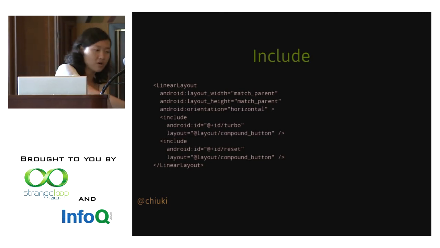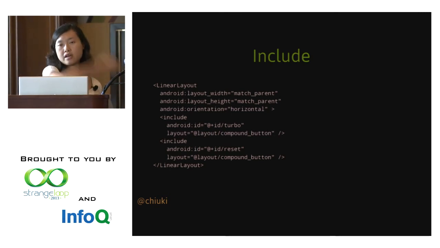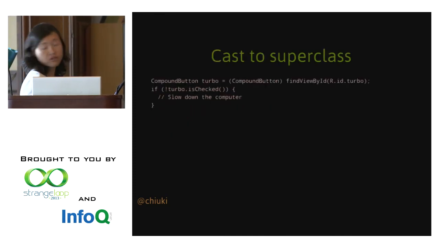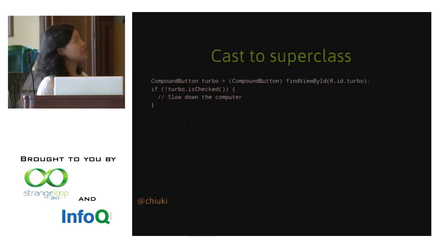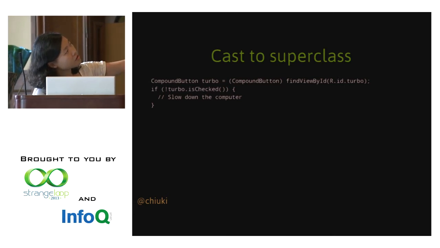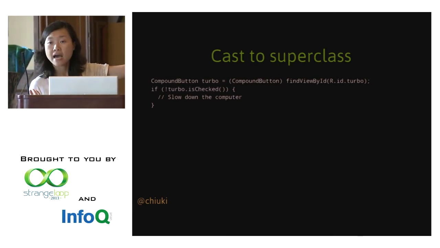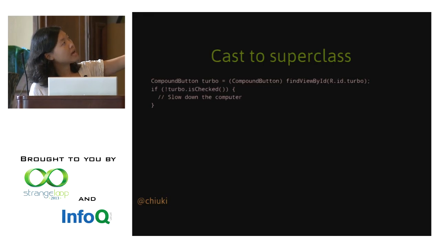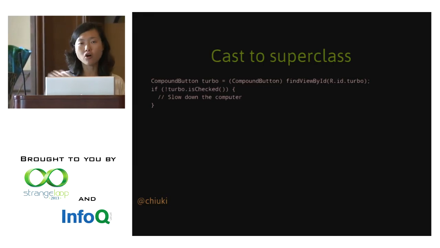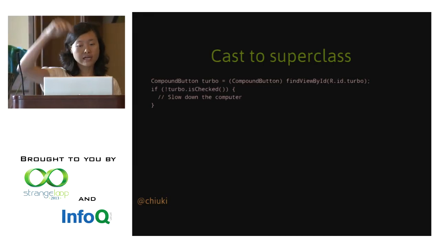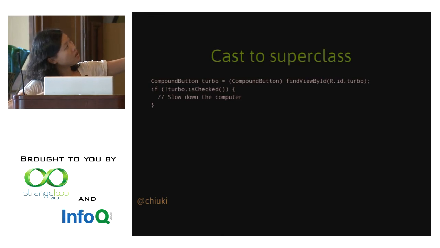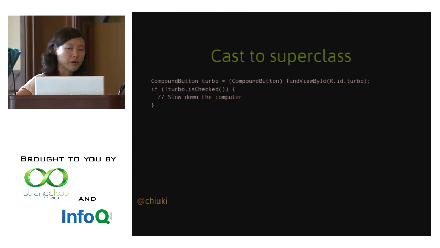I can go ahead and look at the V14 directory and load switch instead of toggle button. The way you will use that in class in your activity most typically is that you will go ahead and do define view by ID again. But this time, we'll cast it not to toggle button or to switch, but to the parent class, which is the compound button, which understands things like if it's checked or not. So here, for example, I'm saying that, oh, if the turbo button is not pressed, slow down the computer.